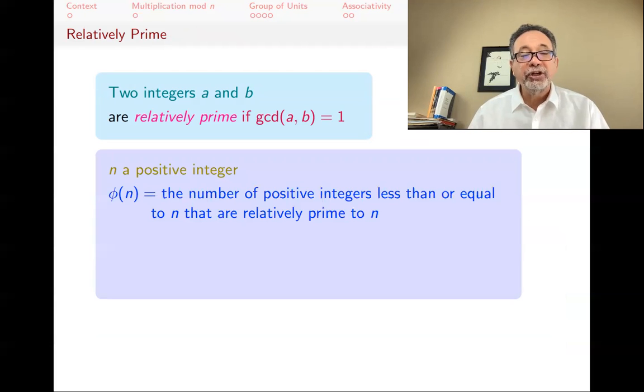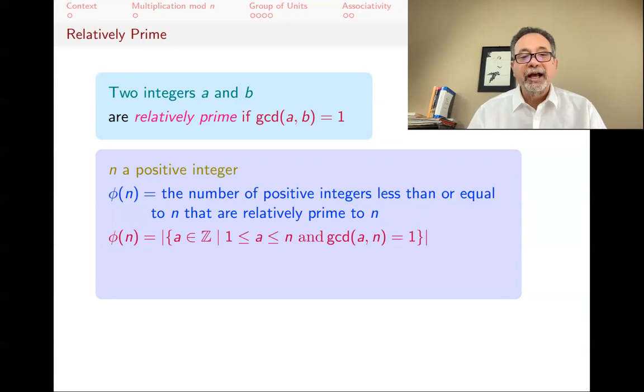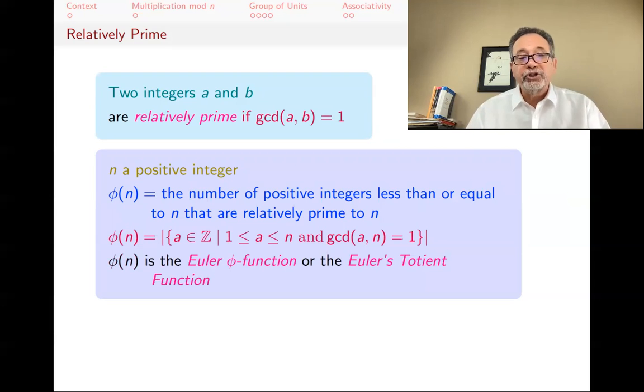Now, for a positive integer n, phi of n is going to denote the number of positive integers less than or equal to n that are relatively prime to n. How many integers between 1 and n have greatest common divisor 1 with n? This phi of n is called the Euler phi function or the Euler totient function. Again, phi of n counts the number of integers between 1 and n inclusive that are relatively prime to n. Now, n isn't going to be relatively prime to n, but 1 will be.